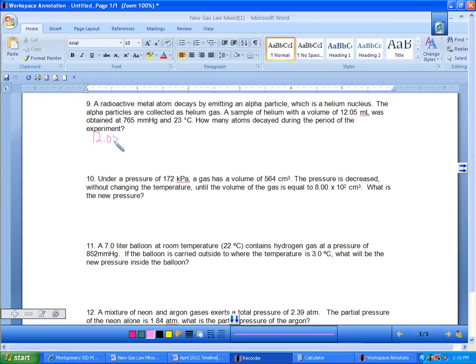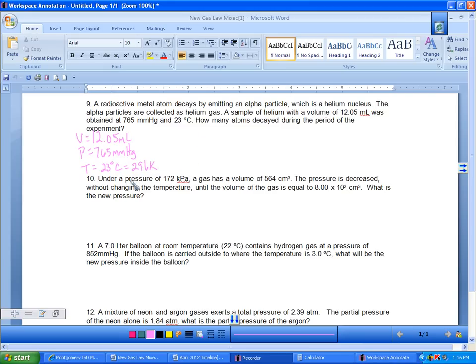12.05 milliliters, but I don't like it in milliliters because I think I'm going to be using the ideal gas law. We'll come back and check. The pressure was 765 millimeters of mercury. And I know the temperature's got to be changed. It's 23 degrees Celsius. So I'm going to add 273 to that, and that's going to give me 296 Kelvin.